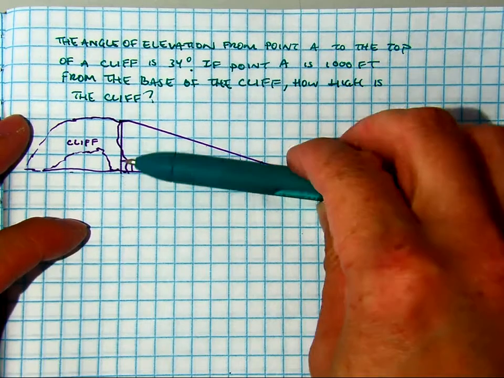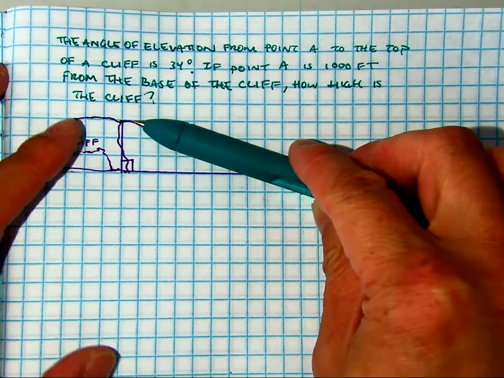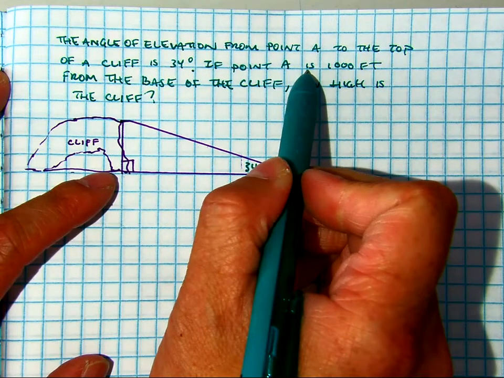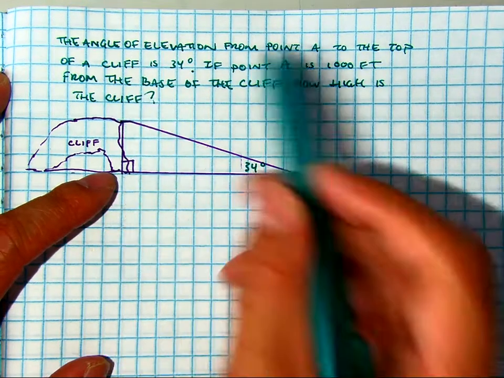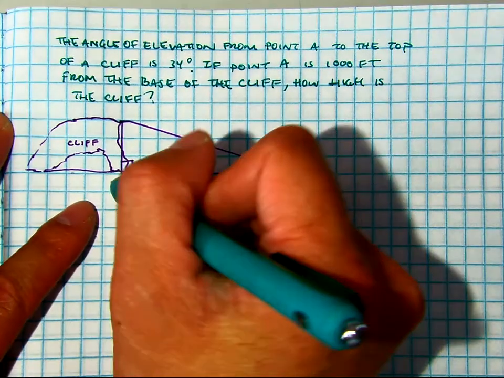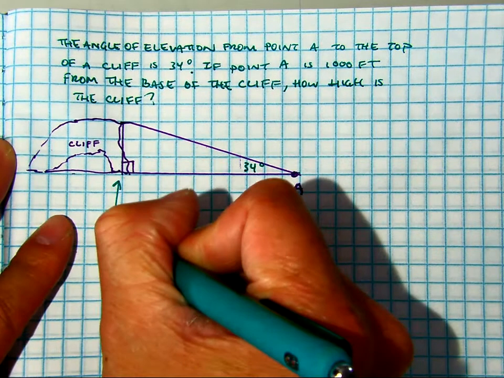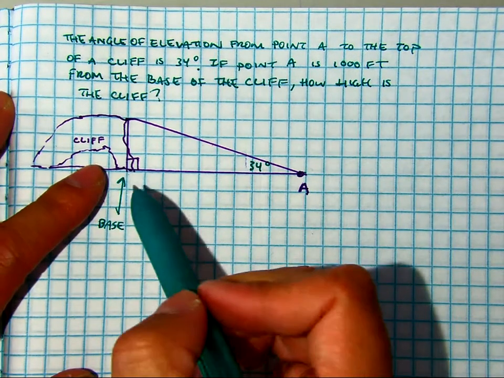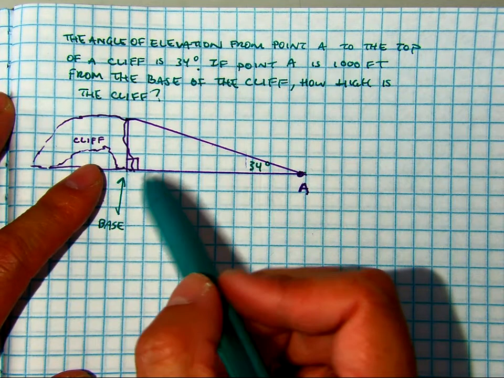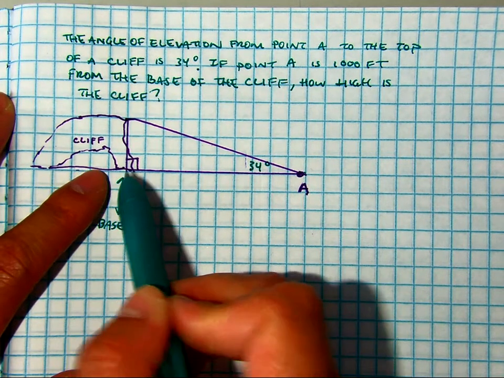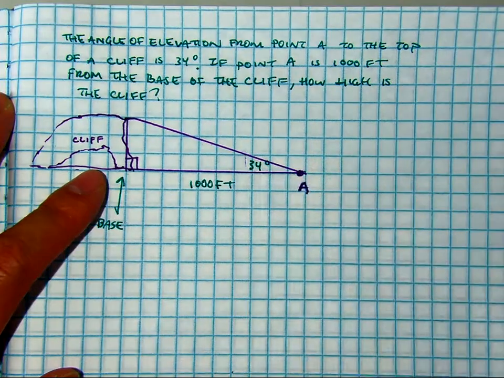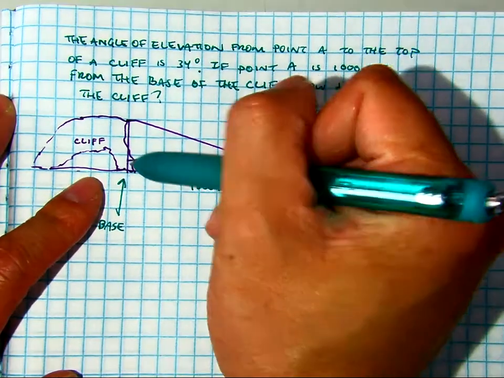If point A is 1,000 feet from the base, so from point A to the base of the cliff, the base means bottom, foot. Where's your foot? It is at the bottom of your body. So it tells me that is 1,000 feet. How high is the cliff? So how tall is the cliff? I'm going to put X there because the question is how high is the cliff.